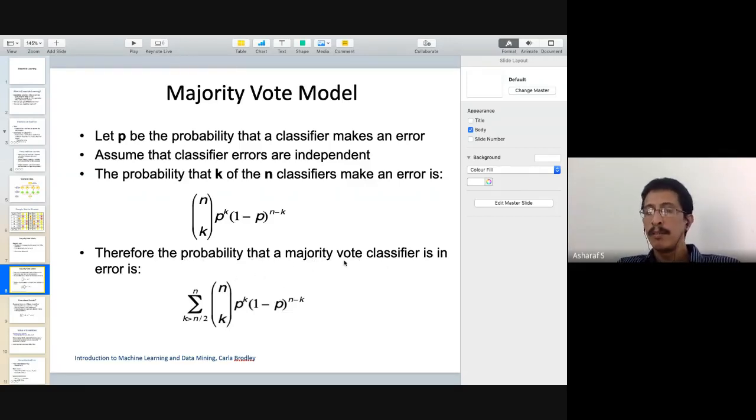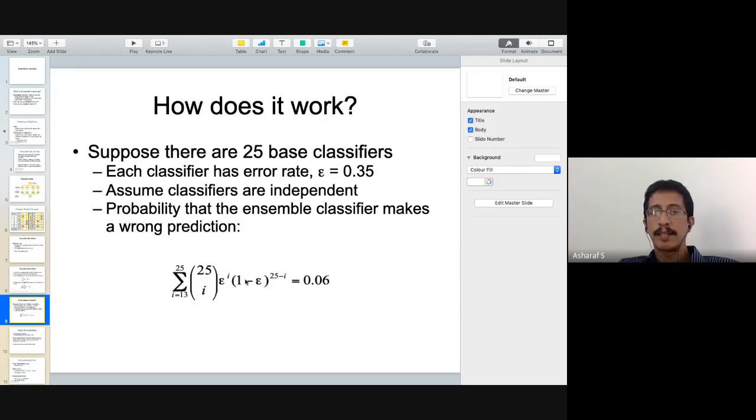The ensemble will go wrong when the majority is wrong, where k can run between n/2 and n. That means out of n, k is greater than n/2, or n/2 plus 1. You sum over all those possibilities of the individual value of k, and then what you get is an error.